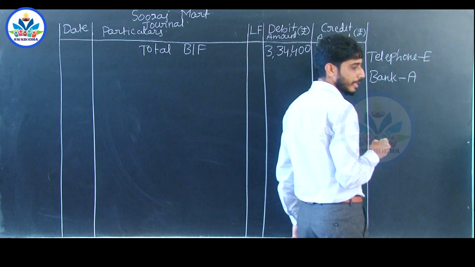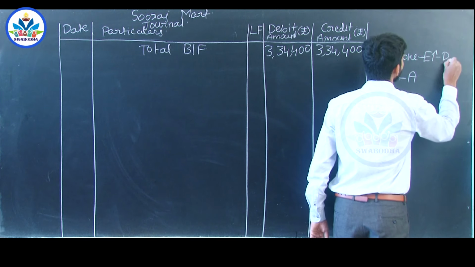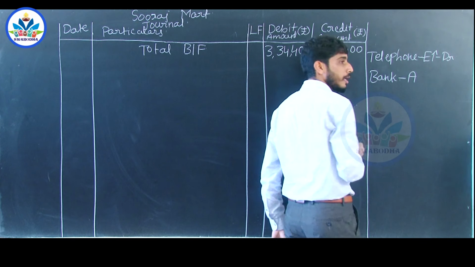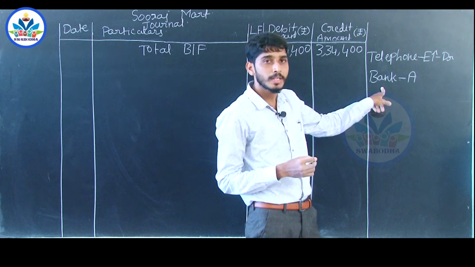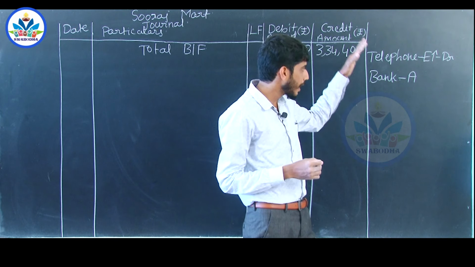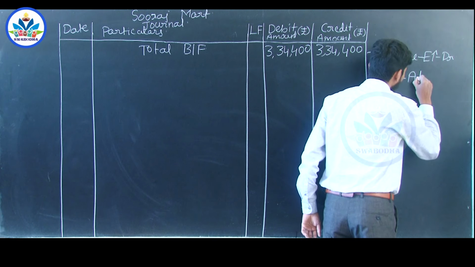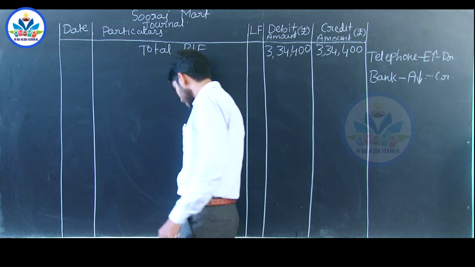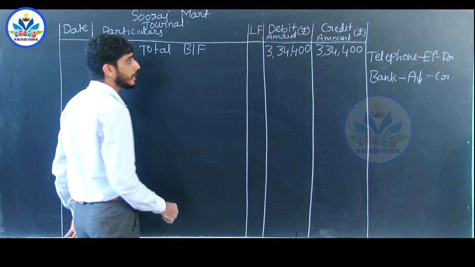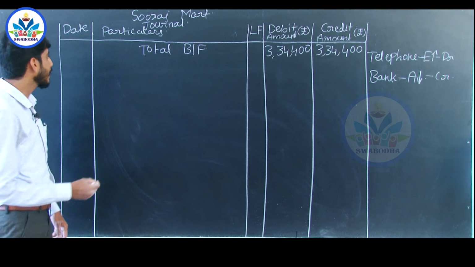Whenever you make payment of any expenses, your expenses will increase, and an increase in the expenses has to be debited. Bank is an asset, you are issuing a check, that means to that extent your bank balance will decrease, and a decrease in the asset has to be credited. So, as per this, the journal entry will be telephone bill account debited to bank account.